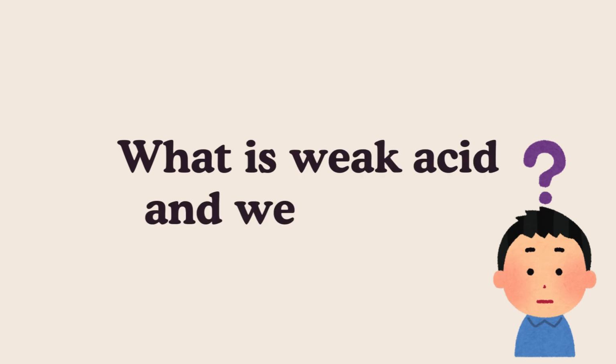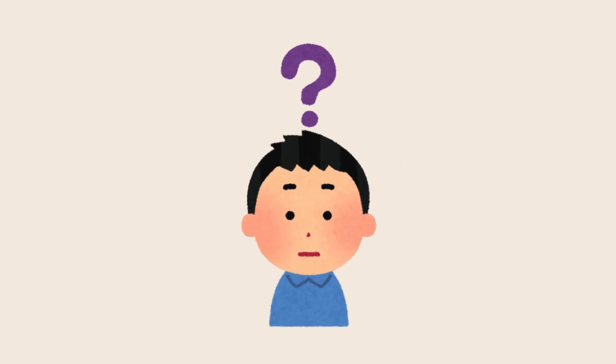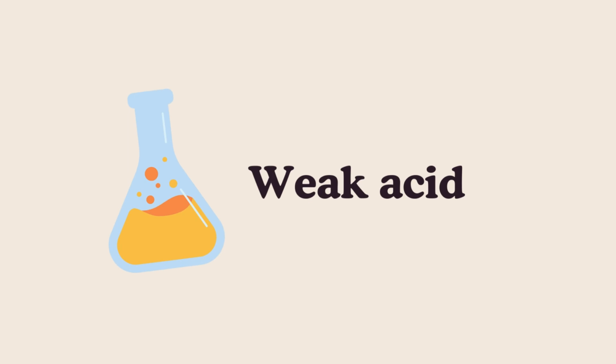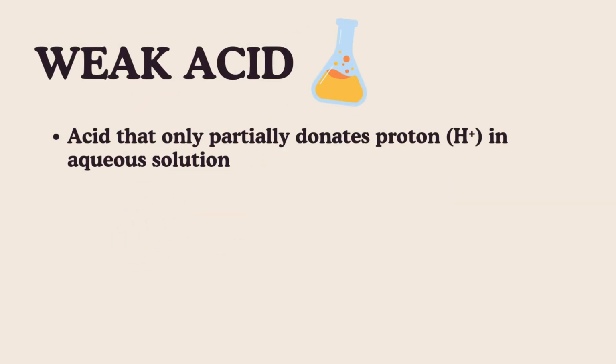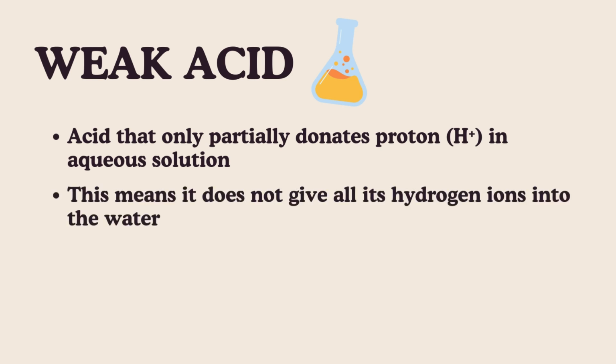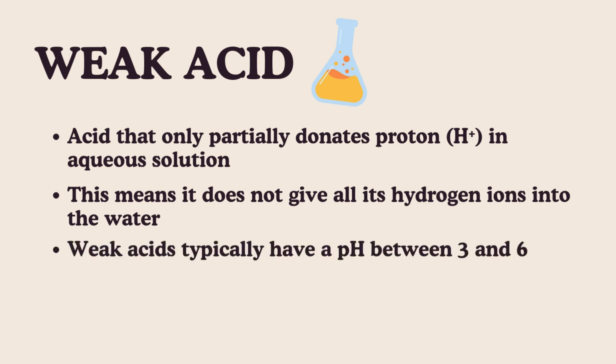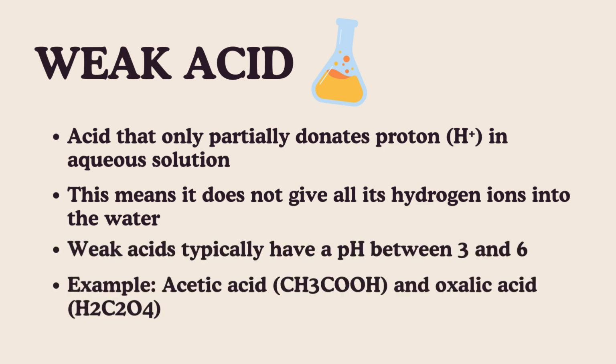What is weak acid and weak base? Weak acid: an acid that only partially donates protons, H+, in aqueous solution. This means it does not give all its hydrogen ions into the water. Weak acids typically have a pH between 3 and 6. Examples are acetic acid and oxalic acid.